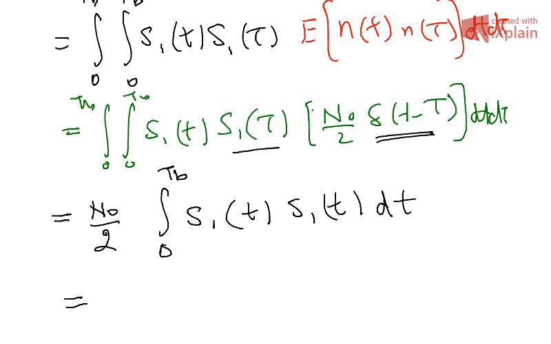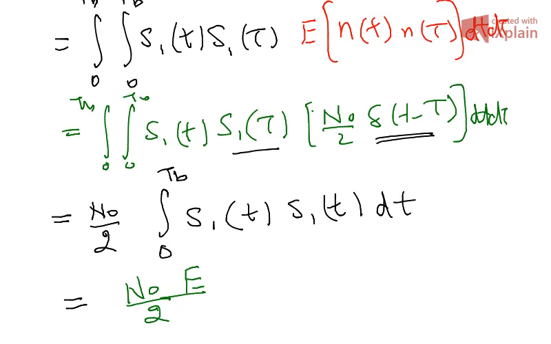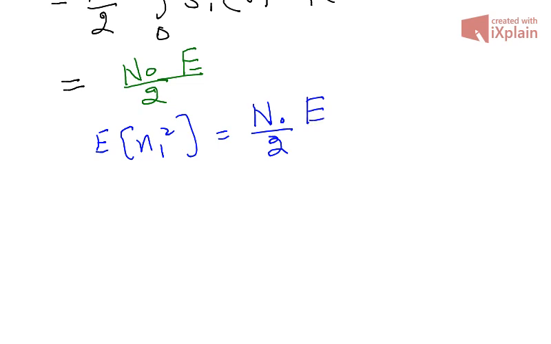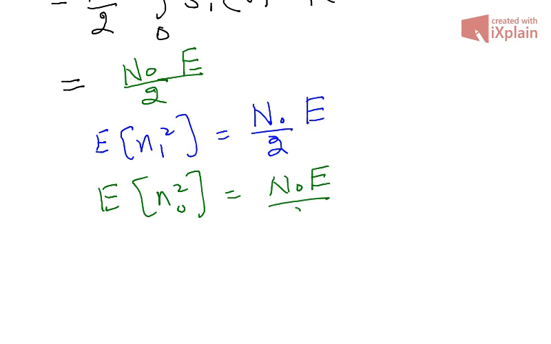The energy of the signal s1 and s0 is the same. So we can rewrite that this is equal to N0 over 2 times E. This is the expected value: the expected value of n1 squared is equal to N0 over 2 times E. Similarly, you can prove that the expected value of n0 squared is equal to N0 E over 2.